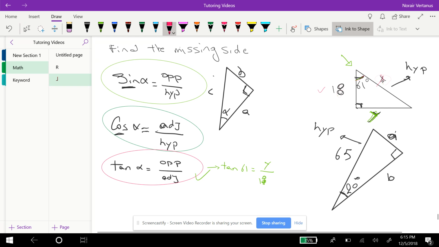Adjacent is next to it, which is 18, and the hypotenuse is that one. So the only two things that I know are the hypotenuse, which is this one, and the adjacent to that angle, which is 18. Which one involves adjacent and hypotenuse? It's cosine, right? So I'm going to say cosine of 61 degrees is equal to adjacent, which is 18, divided by hypotenuse, which is x. So I'm going to find cosine of 61 and cross multiply it and find x. Got it?